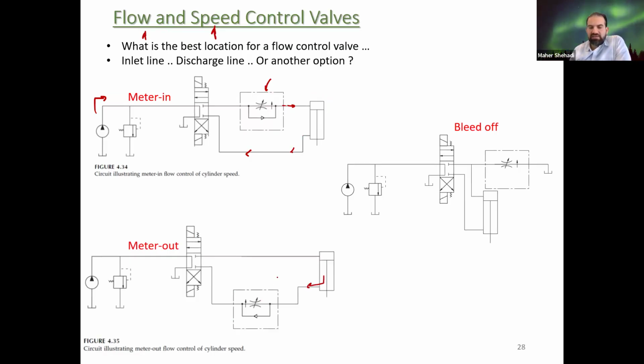So it's restricting this so that it gives me the required speed, or maybe I don't want to put it in either one, the supply or the return. I can put it there. So now I have an additional line. That's why it's called the bleed off circuit. So we're bleeding some of that. So if you have 10 GPM coming here, I only need 8 to control here. So I need to open this to allow 2 GPM.